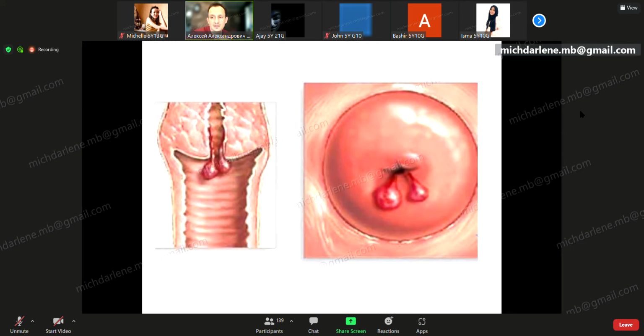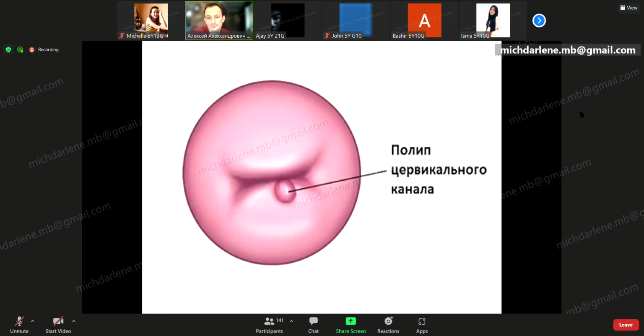Sometimes, very rarely, it can form spotting outside from the vagina, but usually not. Usually not. One more time, then: colposcopic picture, polyp at the surface of the external cervix.